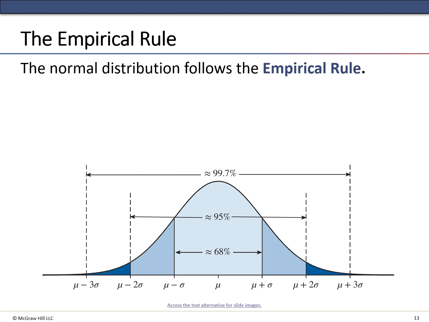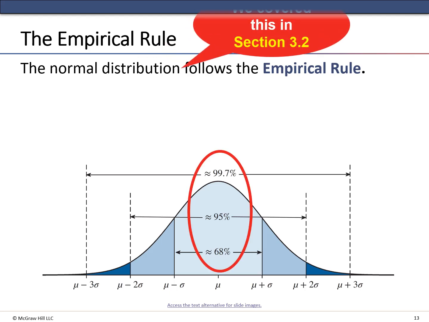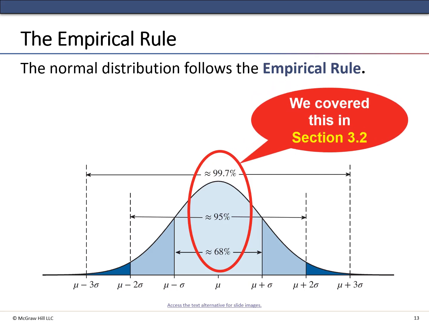Now, why is this important? Because we can use the empirical rule that we learned in a previous section to figure out the proportions. Remember that 99.7% of the data in a symmetrical or bell-shaped curve happens between the mean and plus or minus 3 standard deviations.